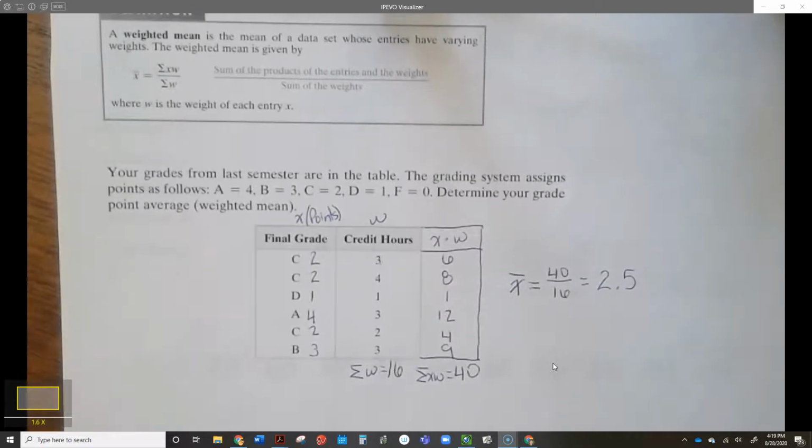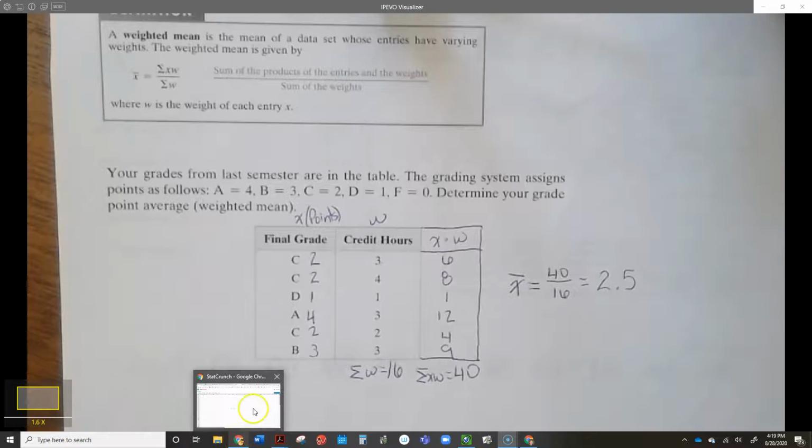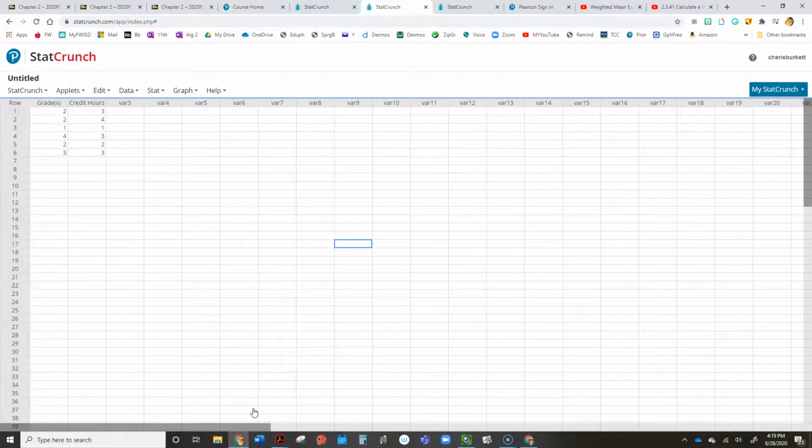Okay, so that's doing it by hand. And doing it by hand for some of you is the way that it sticks. You're like, I know in order for me to learn how to do this, I'm going to have to actually write it down, put my pen to the paper, and work it out. And if that's what it takes, then that's what you need to do. I am going to show you how to do it on StatCrunch. I'm actually going to show you 2 different ways to do it on StatCrunch.